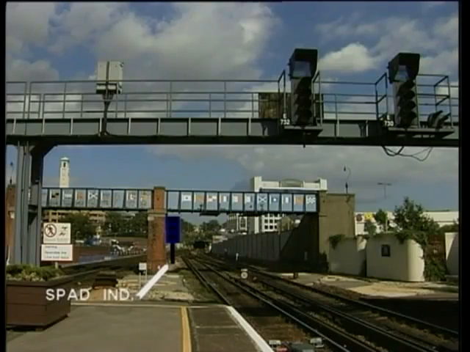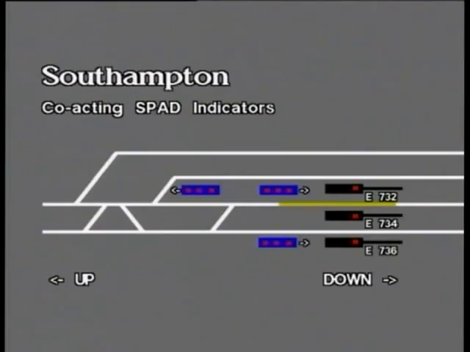At certain locations, such as Southampton, additional SPAD indicators will be provided to give warning to drivers of trains on opposite or adjacent lines, or on the same line in the opposite direction, that a signal has been passed at danger. This has the additional safeguard of alerting a driver to the possibility of collision resulting from another train passing a signal at danger.